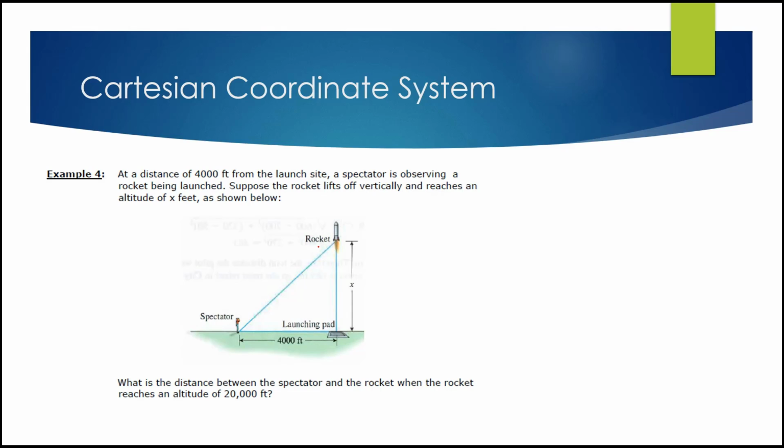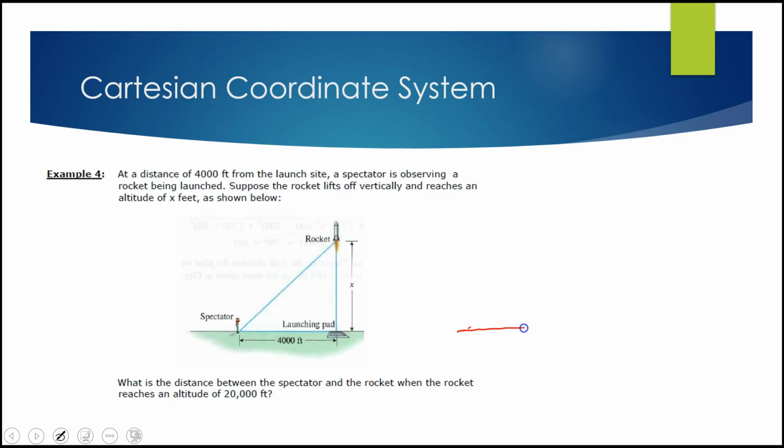At a distance of 4,000 feet from the launch site, a spectator is observing a rocket being launched. Suppose the rocket lifts off vertically and reaches an altitude of x feet, as shown below. What is the distance between the spectator and the rocket when the rocket reaches an altitude of 20,000 feet?